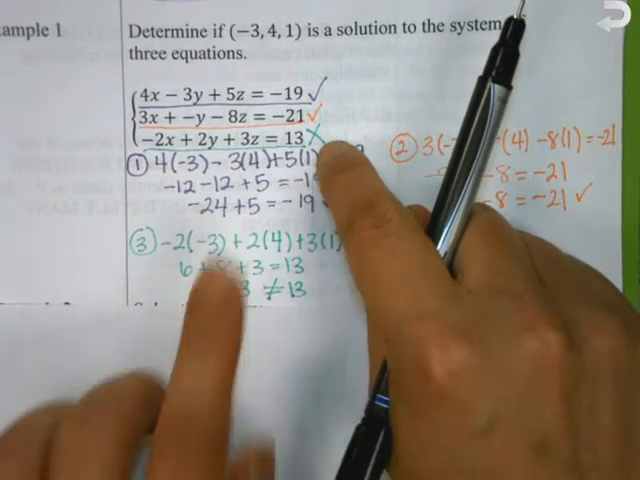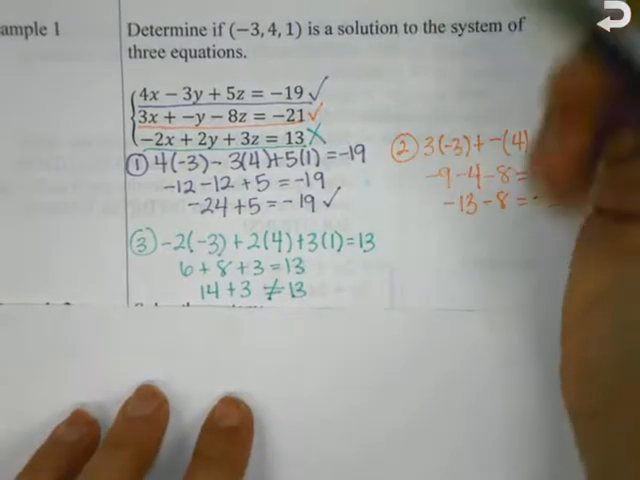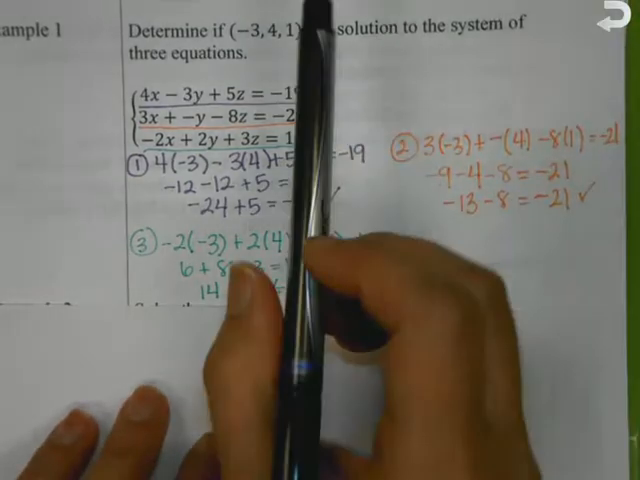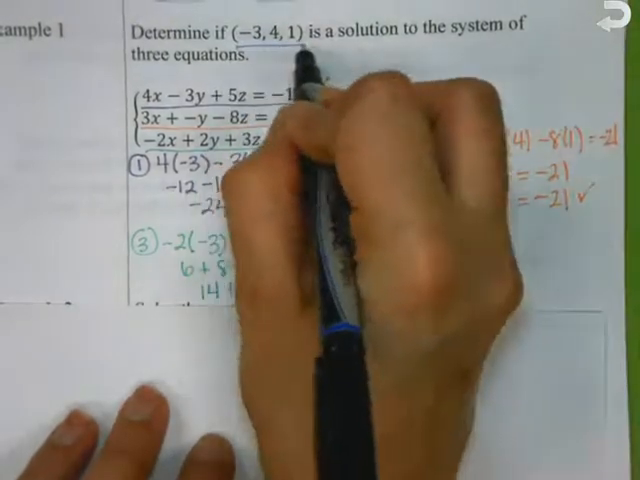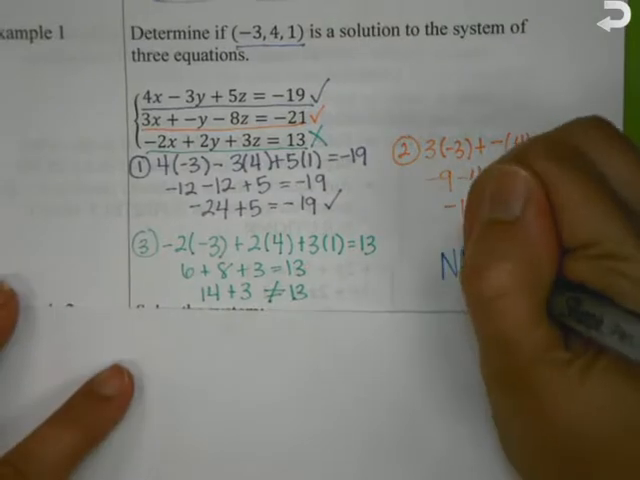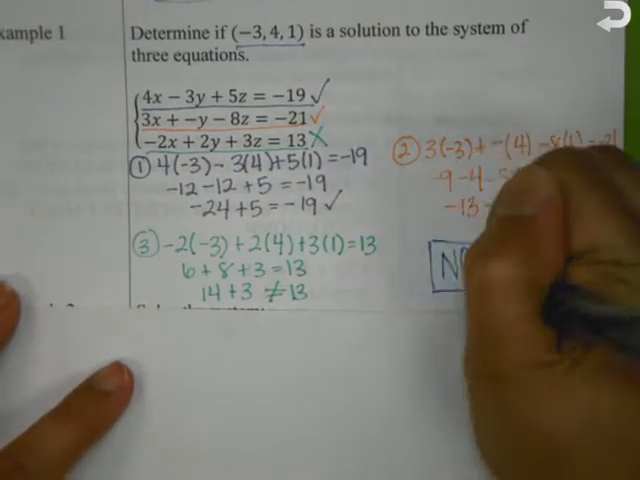So it works for equation 1, it worked for equation 2, but it did not work for equation 3. So is negative 3, 4, 1 a solution to the system? No, it is not. So let's write a big no, put a box around it.